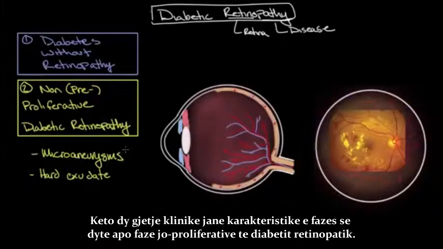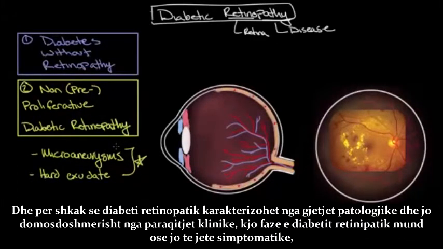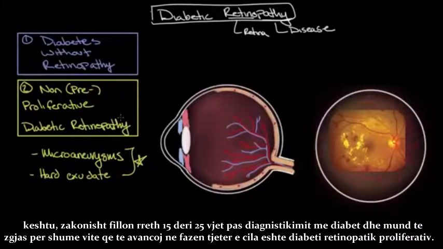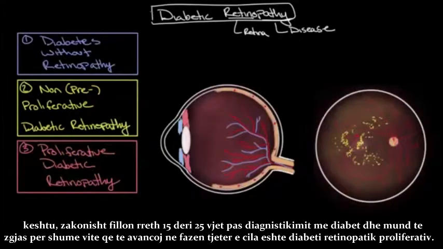So these two clinical findings are very characteristic of this second stage, the non- or pre-proliferative stage of diabetic retinopathy. And because diabetic retinopathy is categorized by the pathologic findings and not necessarily the clinical presentation, this stage of diabetic retinopathy may or may not be symptomatic. It usually begins about 15 to 25 years after someone's initially diagnosed with diabetes, and it can last for many years before it progresses to the next stage, which is proliferative diabetic retinopathy.